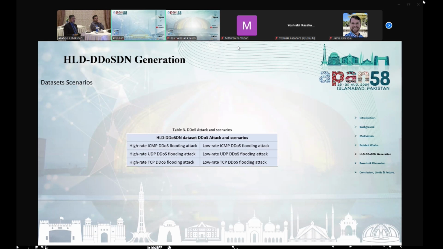The proposed dataset considers six relevant scenarios. The reasoning behind that is to evaluate the effectiveness and consistency of the SDN security approaches in detecting three classes of DDoS attacks with different traffic variation rates.